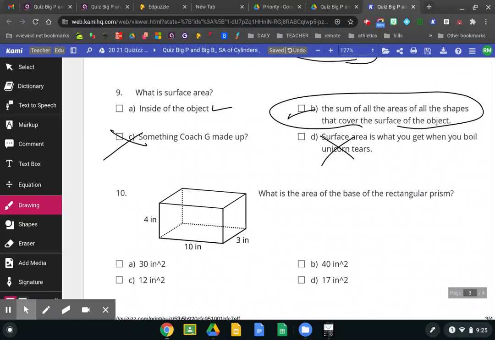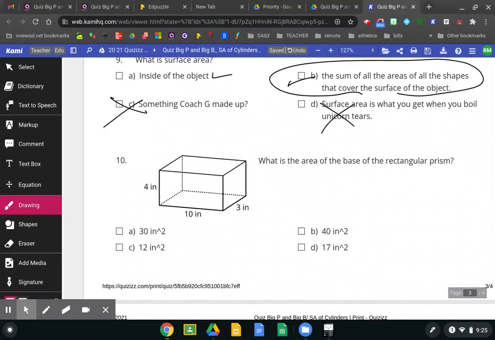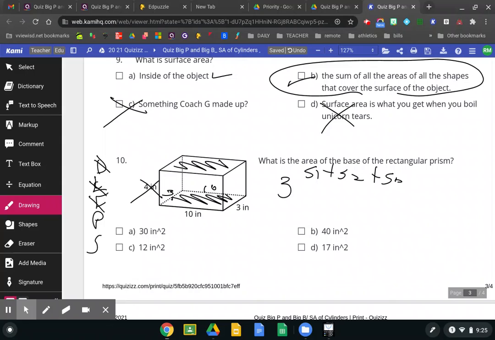And finally, number 10, what is the area of the base of the rectangle? Remember, we always go top and bottom. So we got 10 and 3. We don't use this 4. I should have done this: draw, label, formula, plug in, solve. Formula: side 1, side 2, side 3, plus side 4. So it's 3 plus 10 plus 3 plus 10, which gives you 26.